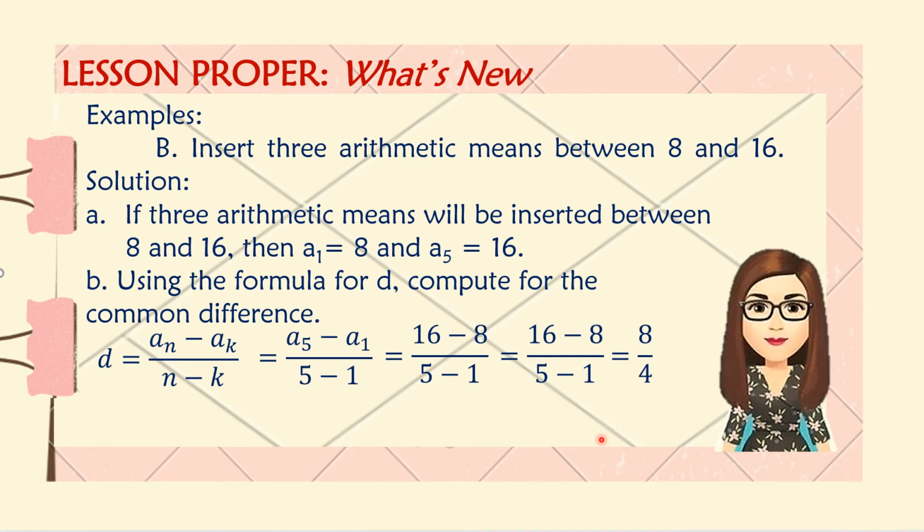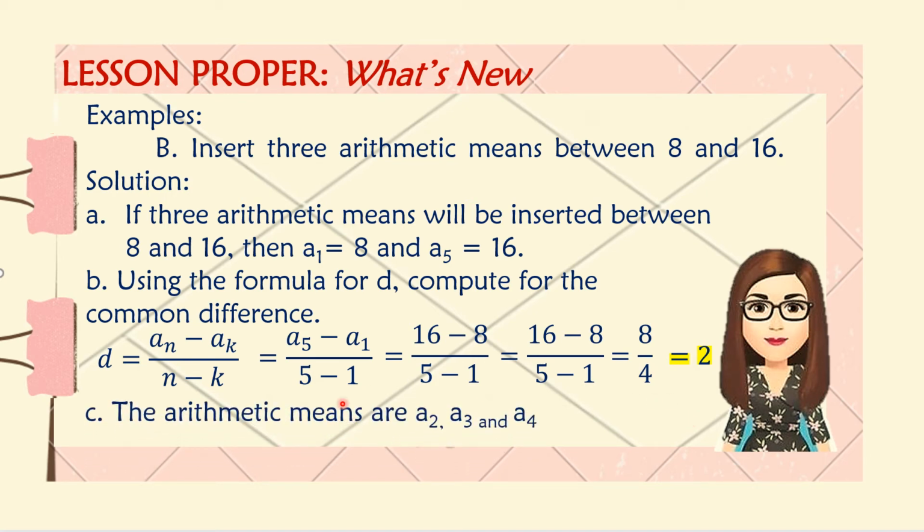So, we have 16 minus 8 is equal to 8. 5 minus 1 is equal to 4. And then, simplify. 8 divide 4 is equal to 2. Okay? So, ibig sabihin ng common difference natin ay 2. So, pwede na nating malaman kung ano yung nasa pagitan o ano yung kasunod na number ng 8. So, again, anong gagawin natin kapag nahanap natin yung common difference? I-add lang natin siya dun sa preceding term.